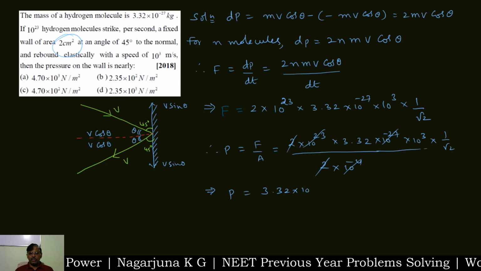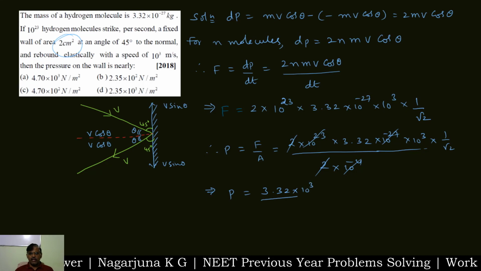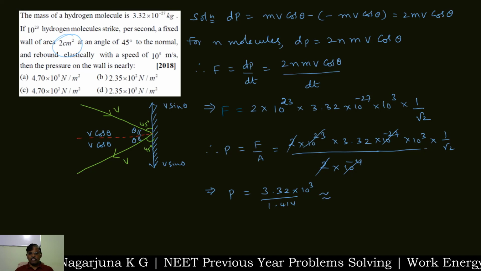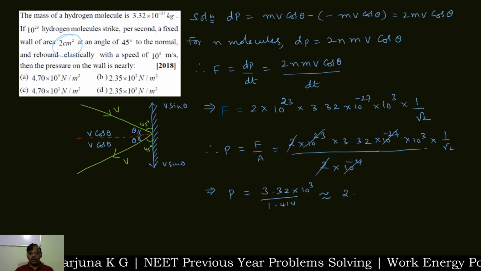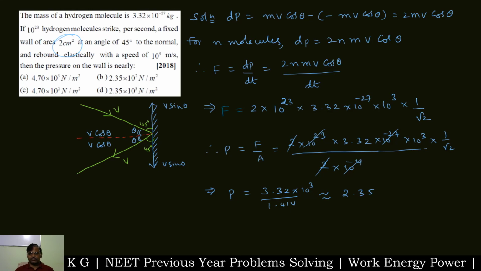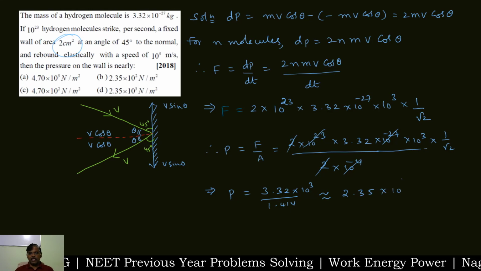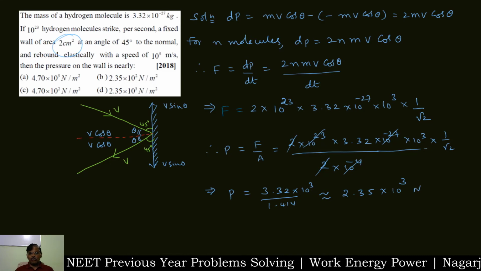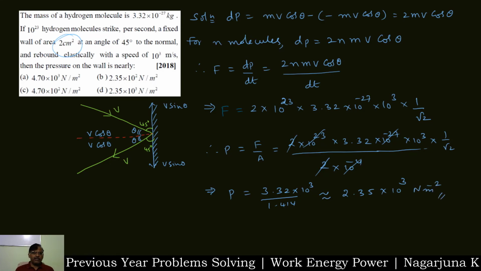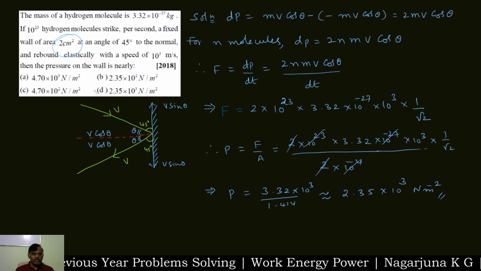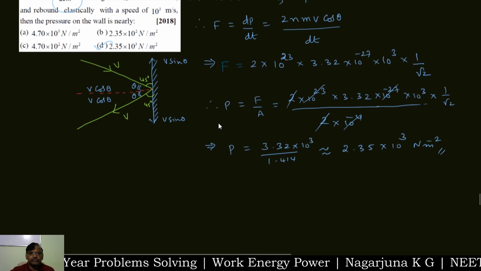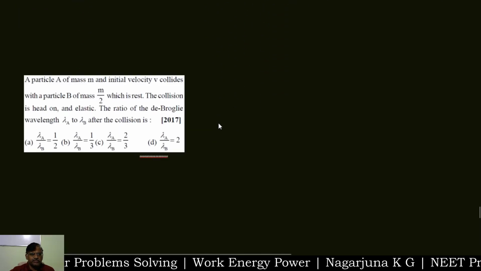That implies P is equal to 3.32 into 10 cube divided by root 2, whose value is 1.414. So it is approximately equal to 2.35 into 10 cube Newton per meter square pressure. 2.35 into 10 cube. So option D is the right option. Next question.